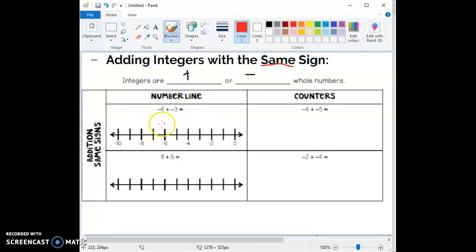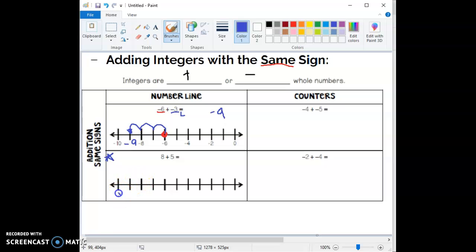To use a number line, we're going to put a dot at -6. And then we're going to look at here, it's -3, so I'm going to go left. So 1, 2, 3. Okay? Right there, I am at -9. So that means -9 is my answer. Now would be a good time to pause the video and try and do this one.